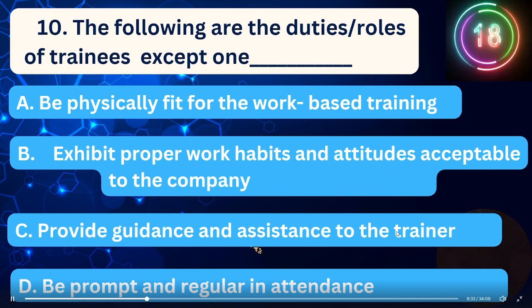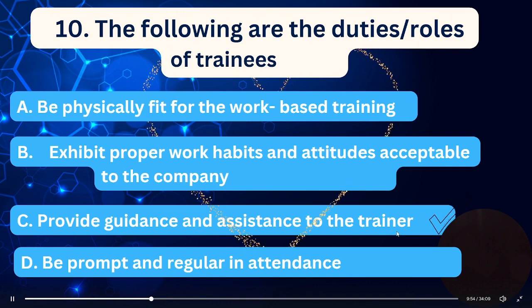The following are the duties, roles of trainees except one. A. Be physically fit for the work-based training. B. Exhibit proper work habits and attitudes acceptable to the company. C. Provide guidance and assistance to the trainer. And D. Be prompt and regular in attendance. Answer, letter C. Provide guidance and assistance to the trainer. It is not the responsibility of the trainees to provide guidance and assistance.